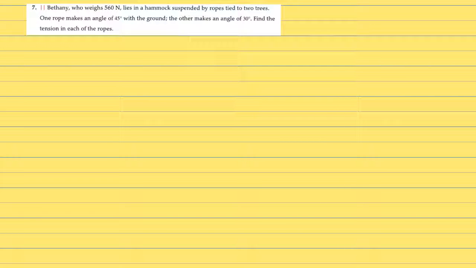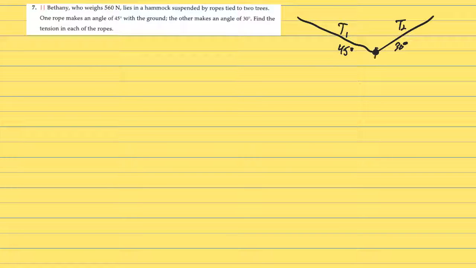All right, let's draw this bad boy. We have, oh man, what was that? Let's put a dot here, and we have two ropes on a hammock. We'll just say the hammock's the dot. And we have, first one's a 45-degree angle. I'll call that T1. We'll call this T2, and that is a 30-degree angle.